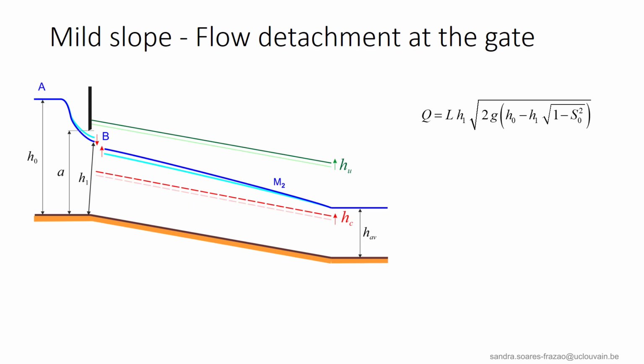If the gate opening A here becomes very large, the flow might detach from the gate. At the location of the gate, the water depth is now H1, larger than HC. This water depth is used to calculate the discharge. However, as this depth H1 also depends on the discharge through the downstream controlled flow profile here, we have again a trial and error procedure.